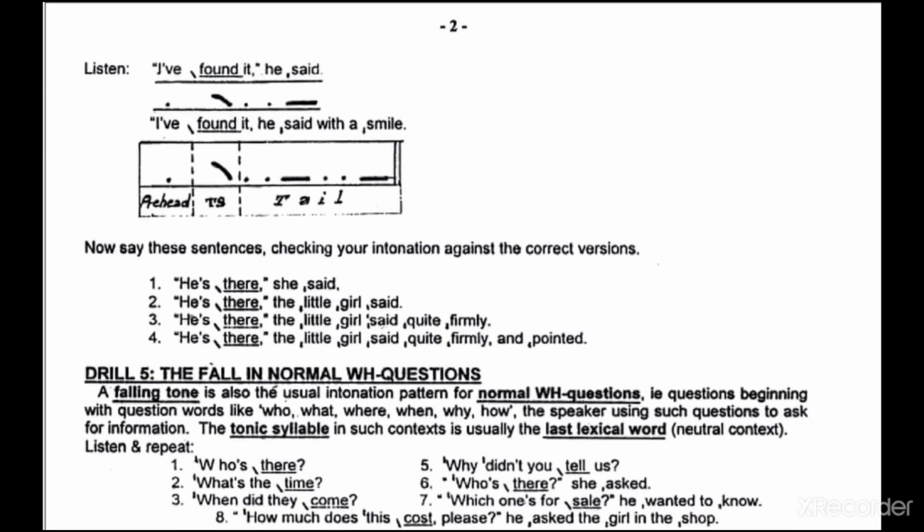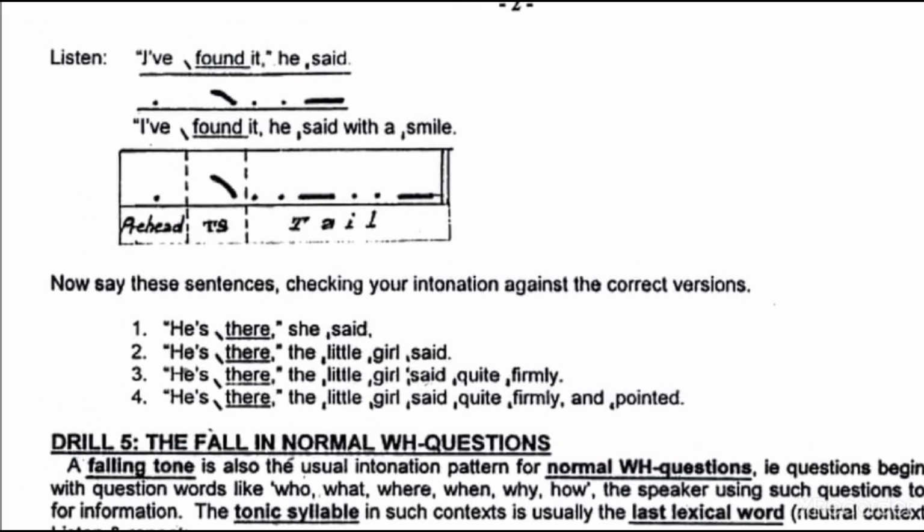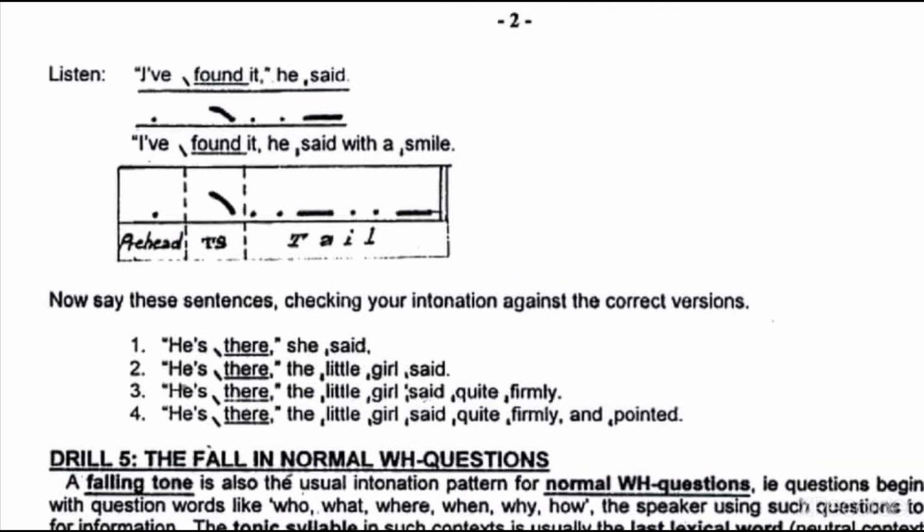So we go to page 2, where we have examples in which we have explanations in dialogues. So the first example, I have found it, he said. I've, low dot, found, which is the TS, curved line from mid to low. It, low dot, he, low dot, said will take a secondary stress, long dash. So the tail here, he said, is an explanation, so it is part of the tail. So it, he said, is the tail.